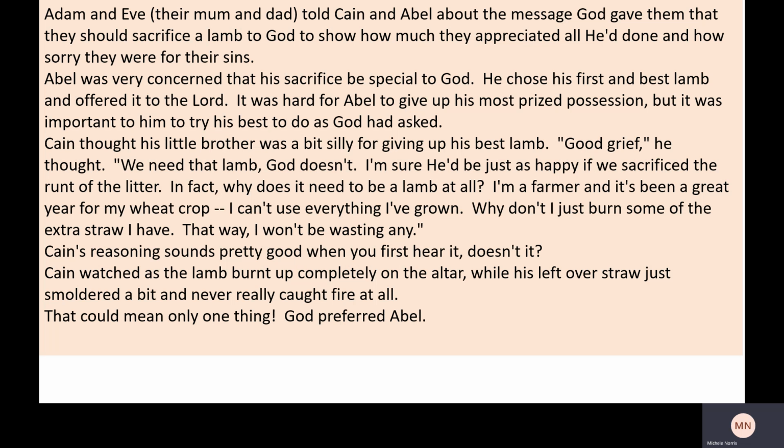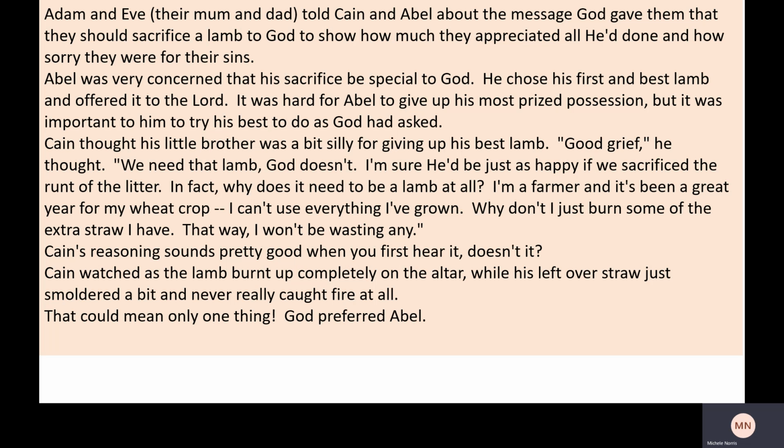Abel was very concerned that his sacrifice be special to God. He chose his first and best lamb and offered it to the Lord. It was hard for Abel to give up his most prized possession, but it was important to him to try his best to do as God had asked. Cain thought his little brother was a bit silly for giving up his best lamb. Good grief, he thought. We need that lamb. God doesn't. I'm sure he'd be just as happy if we sacrificed the runt of the litter. In fact, why does it need to be a lamb at all?